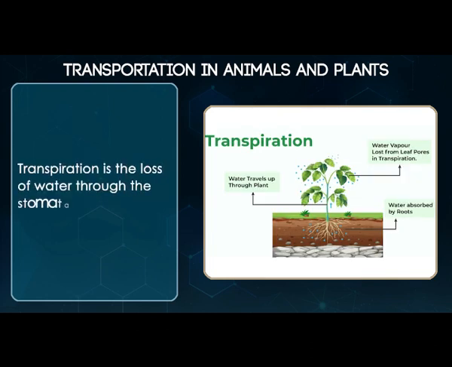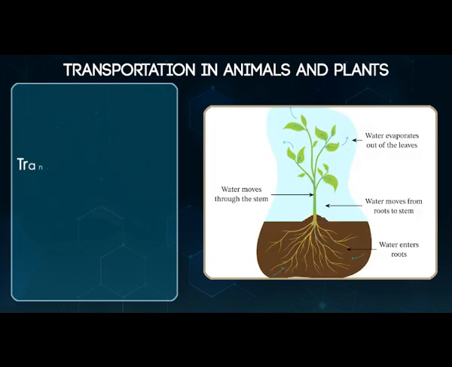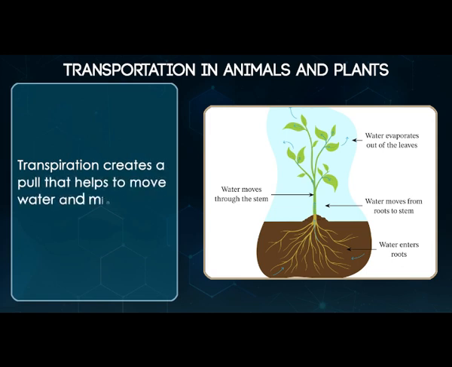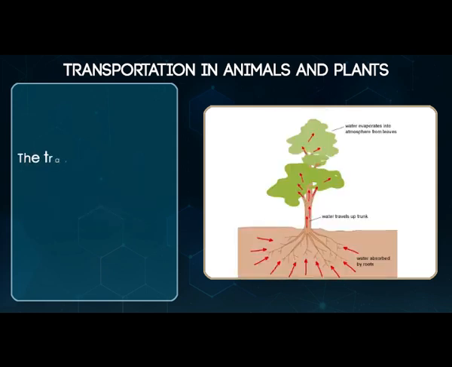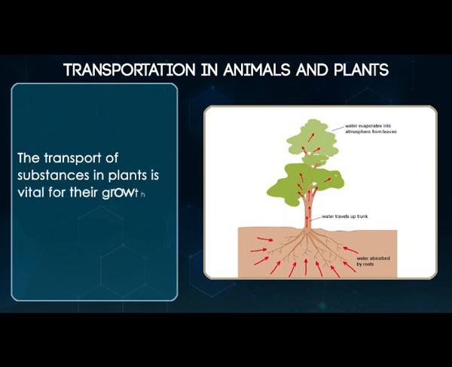Transpiration is the loss of water through the stomata of plants. Transpiration creates a pull that helps to move water and minerals up the xylem of plants. The transport of substances in plants is vital for their growth, development, and survival.